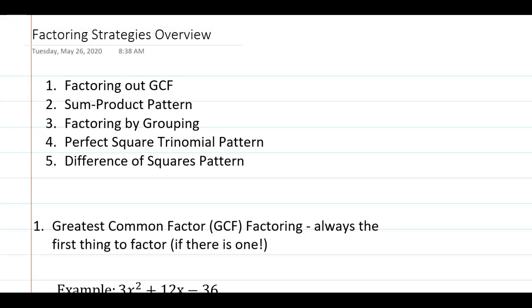Hi, this is Mr. King. I'm going to go over some factoring strategies in this video lesson: factoring out the GCF, the sum product pattern, factoring by grouping, perfect square trinomials, and the difference of squares pattern.